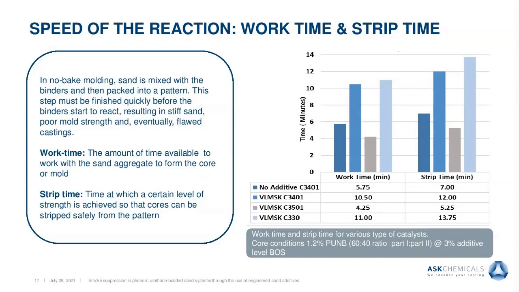And actually, it was interesting because we didn't change the percentage of the catalyst, and we were able to actually speed up the work time a little bit. So that means we could probably use 2% of this catalyst and get back to where the no additive conditions are. Again, there are some catalysts that we found not very helpful in this case, like the 330, which didn't really help here. And the same applies for the strip time, they're kind of correlated. So if you can adjust the work time with a different catalyst, it's going to work for your strip time.